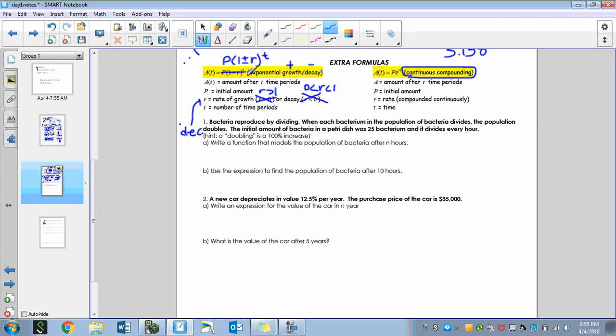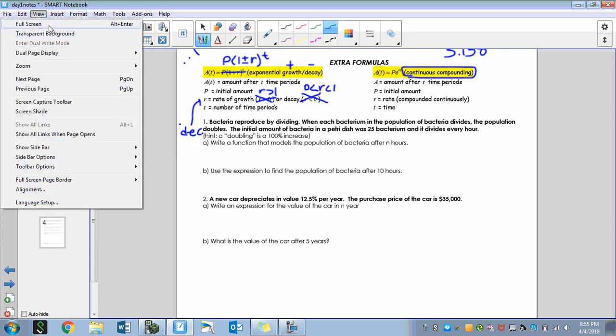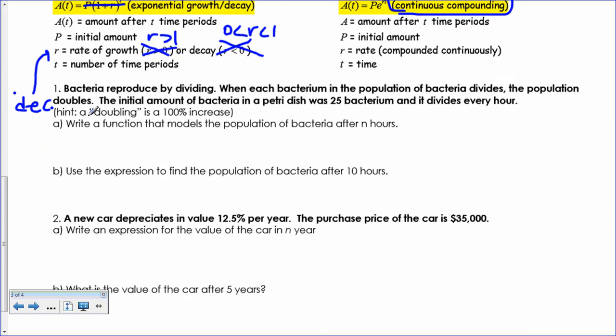And then T is just going to be the time that they're referencing in the word problem. Right? All right, so let's go ahead and look at this one. This says the bacteria reproduce by dividing. I'm going to go ahead and go full screen now. All right, bacteria reproduce by dividing.